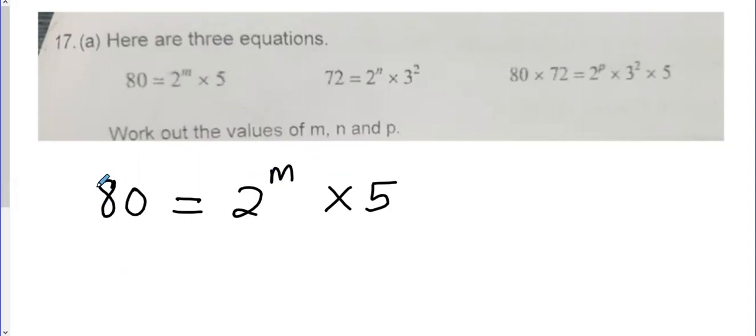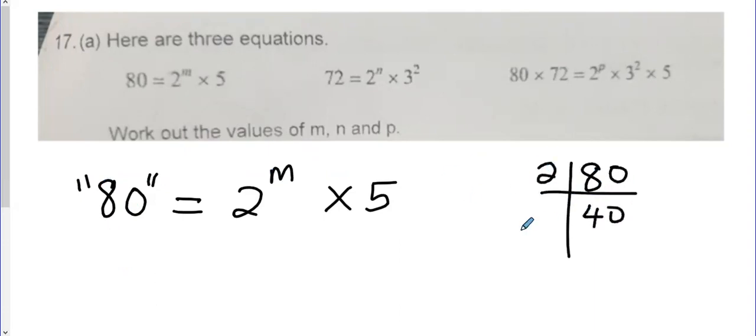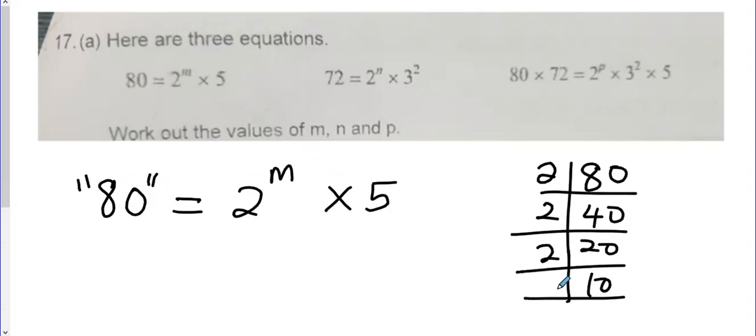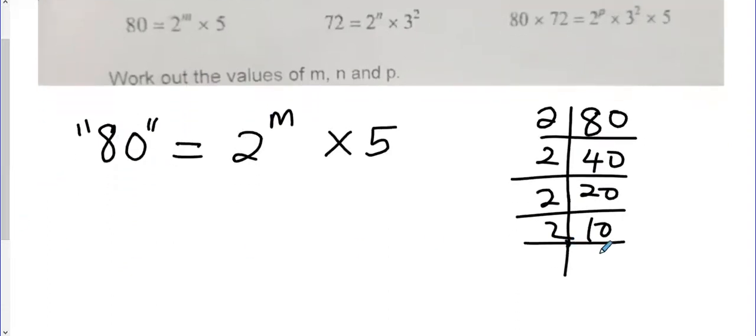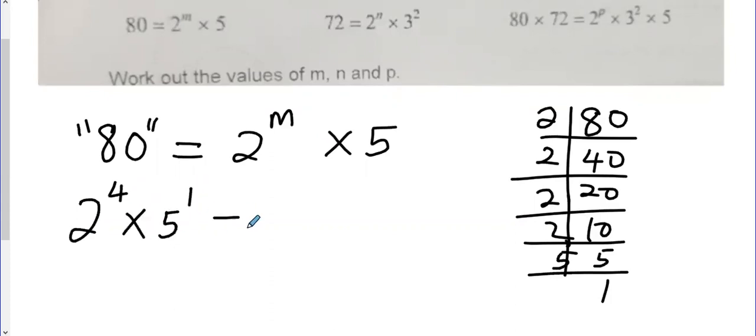What I want to do is take 80 and do prime factorization. This is 2 times 40. This 2 makes 20, this 2 makes 10, and this 2 makes 5. And 5 makes 1. So we have 4 twos. So we're going to have 2 to the power of 4 times 5 to the power of 1 equals 2 to the power of m times 5.